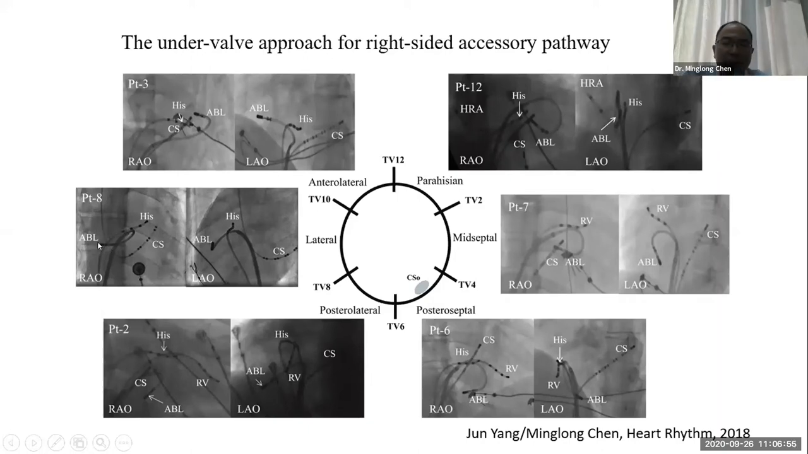What I should mention more importantly is the parahisian region. When you ablate on the atrial side of the parahisian region, sometimes it's risky. But when you move over to the right ventricle and then curve back on the ventricular side to eliminate the pathway, this approach is safer than putting your catheter on the atrial side, because on the atrial side, the AV node is there, the fast pathway is there. So often you can have the risk of AV conduction block, but the ventricular side is safer, but it's difficult to make this curve.